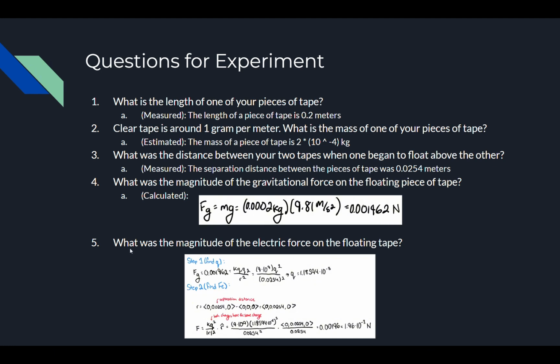And for the magnitude of the gravitational force on the floating piece of tape, we calculated it using mass times gravity, with the mass that we solved in the previous question, to get 0.001962 newtons. Then for the magnitude of the electric force, we set the gravitational force equal to Coulomb's law, plugged in k and the separation distance, and solved for Q. Also note that Q1 and Q2 are both the same charge, which is why you can just do Q squared. After that, we find the electric force by once again plugging in the values, with Q equaling the Q from before, and again using the separation distance, and we were able to calculate 1.96 times 10 to the negative 3 newtons.